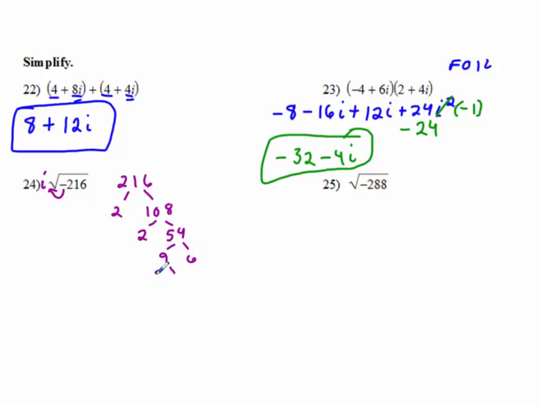But we could do 2 again if we wanted to. 9 is 3 and 3. 6 is 2 and 3. We just look at the end of our tree, at the leaves, and we look for pairs of numbers. We have a pair of 2s, and we have a pair of 3s. And those both go on the outside with the i. And on the inside, we put our numbers that are left over, which we have a 2 and a 3. So that means I have 6i square root of 6.